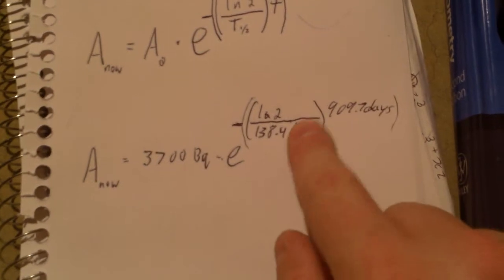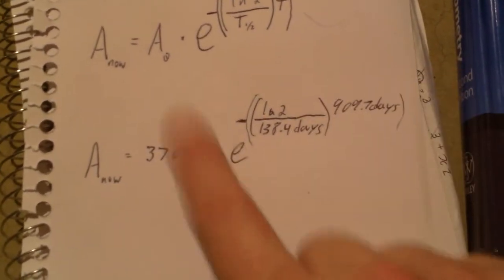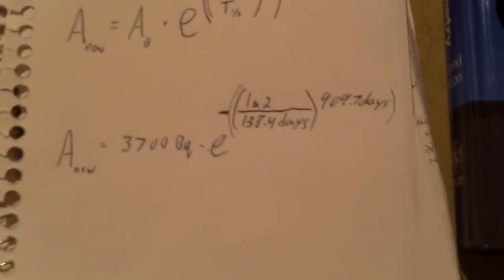It will give us the answer in becquerels, and the reason it will give us the answer in becquerels is because these two days here will actually cancel one another out, but that becquerel will remain, so that's why it comes out that way.